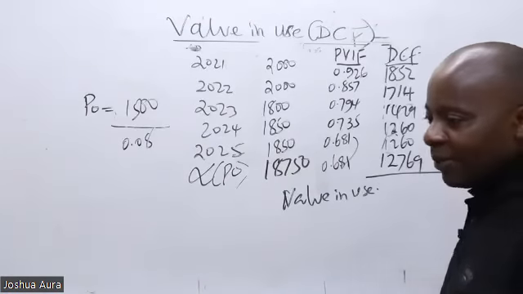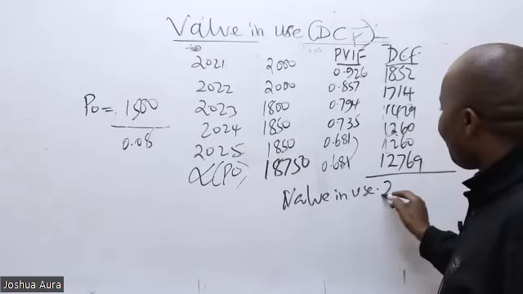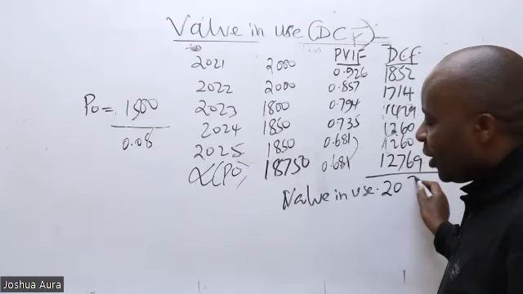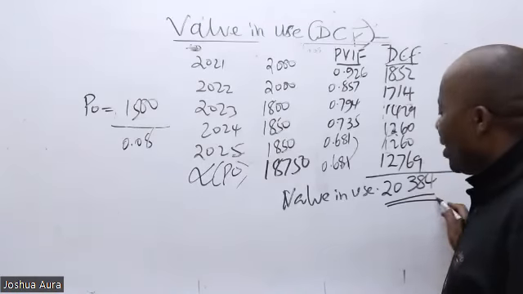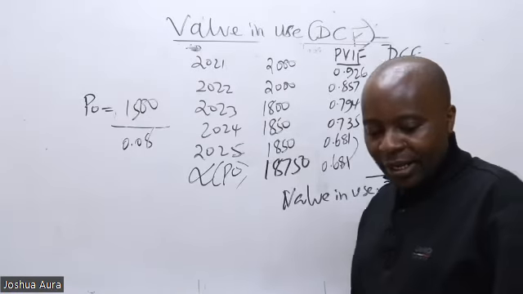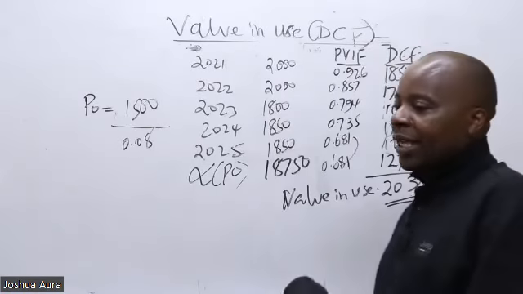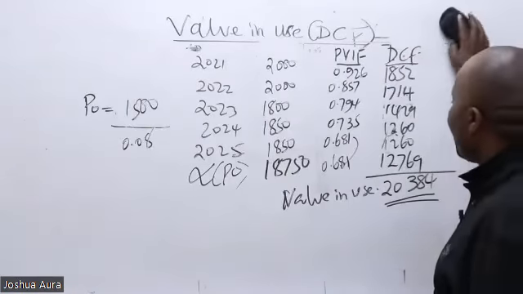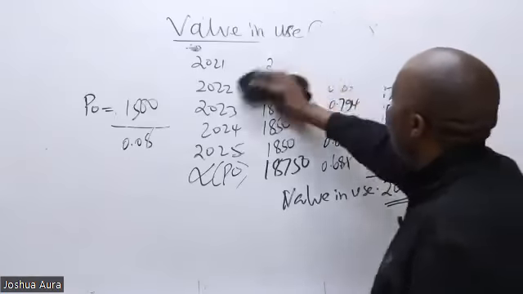Just give me the total. Benjamin Bosire gives me 2384. Now from there, give us the impairment matrix.